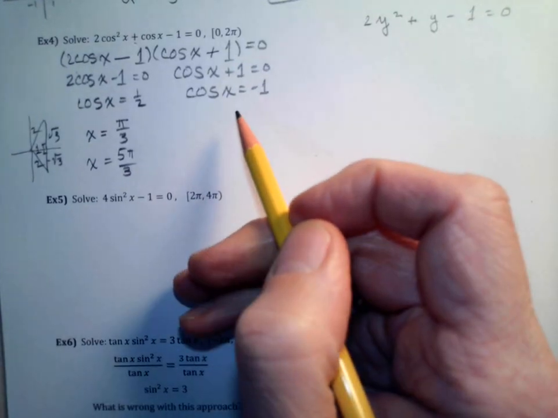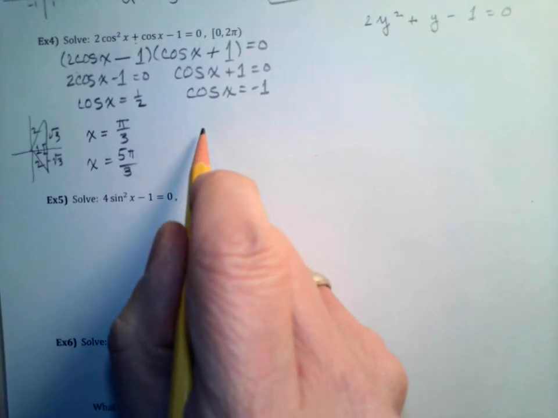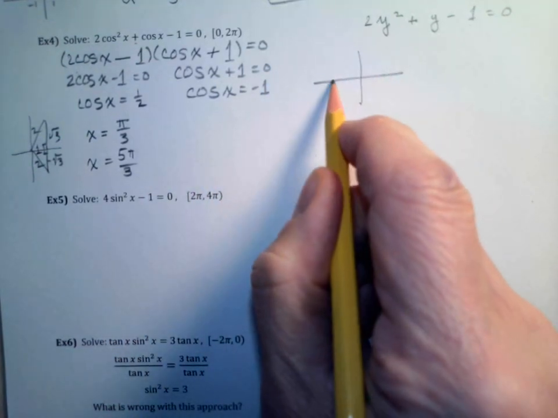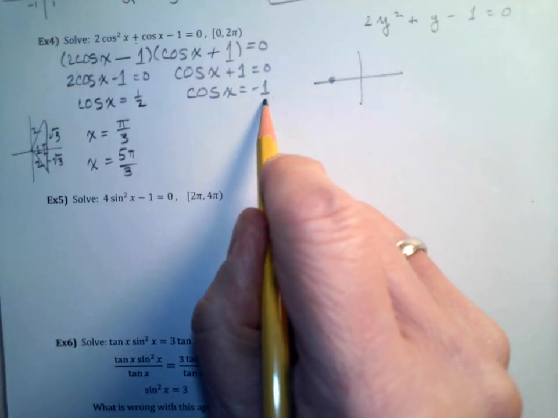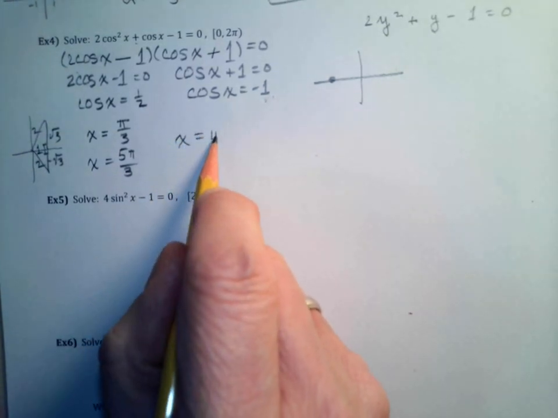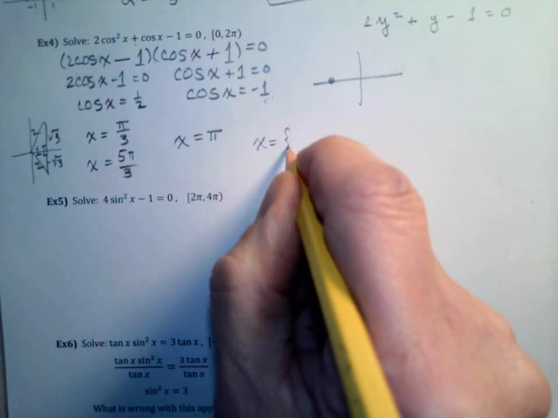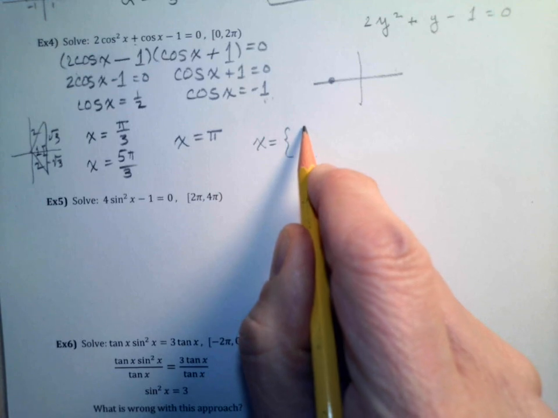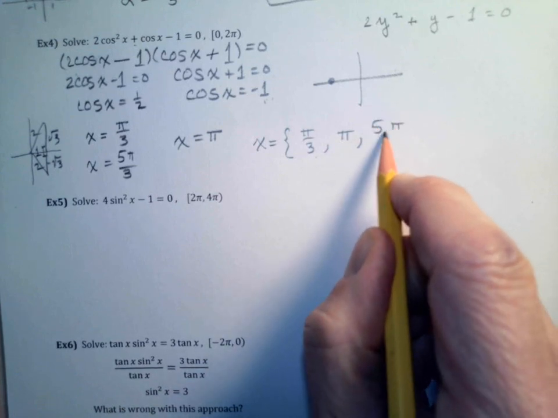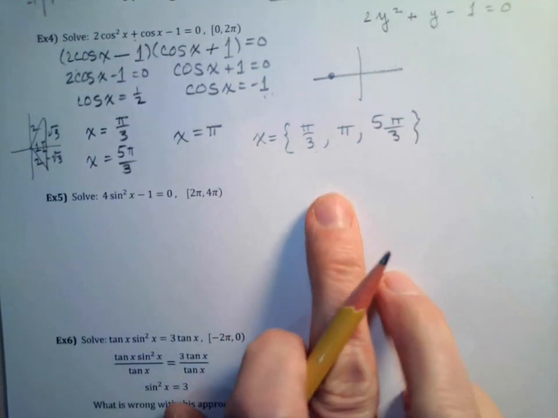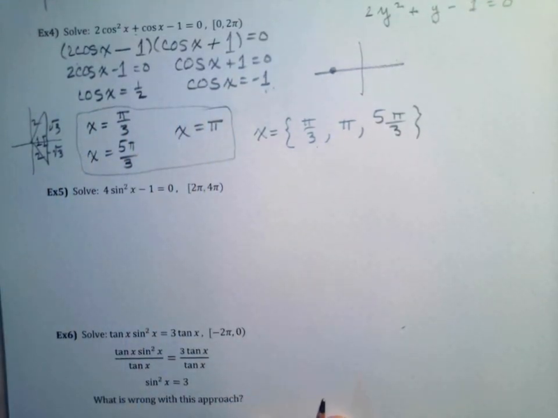And then for this one, cosine x equals -1. Well, that's going to be over here, right? At pi, the cosine is equal to -1. So x is also equal to pi from this one. If you wanted to write that out in set notation, you could say pi over 3, pi, and 5 pi over 3, generally in order. Or just box these in. It's just as good.